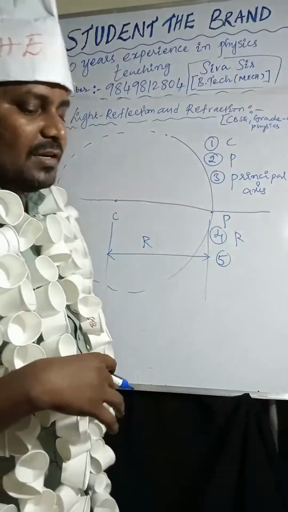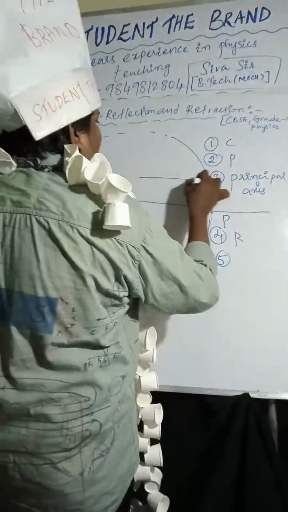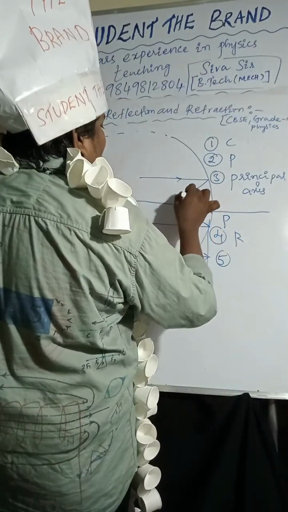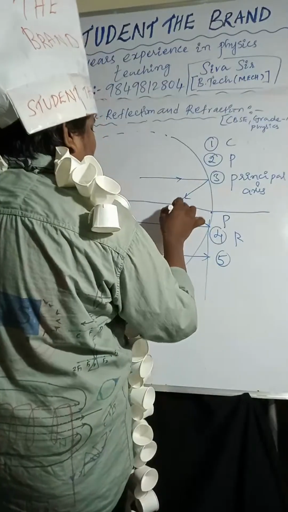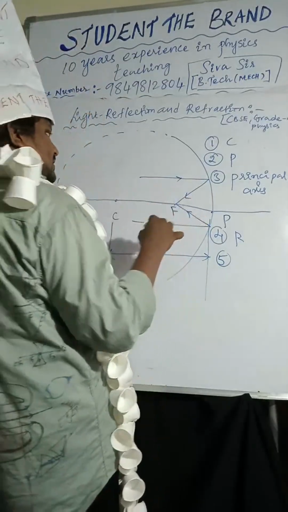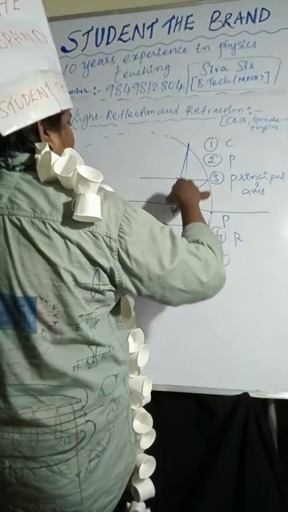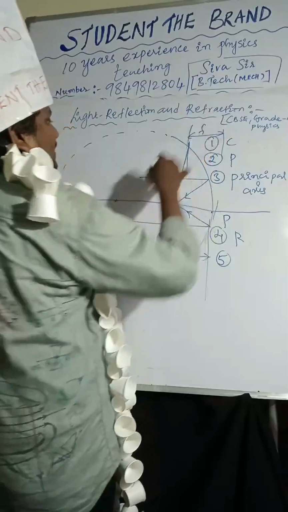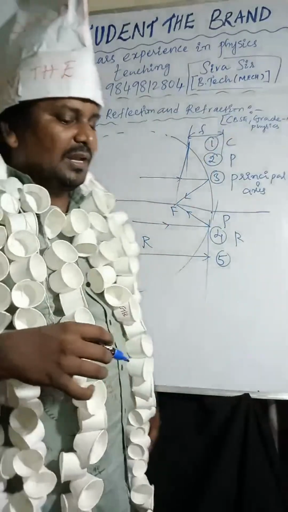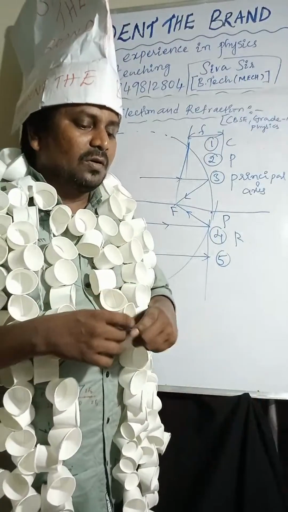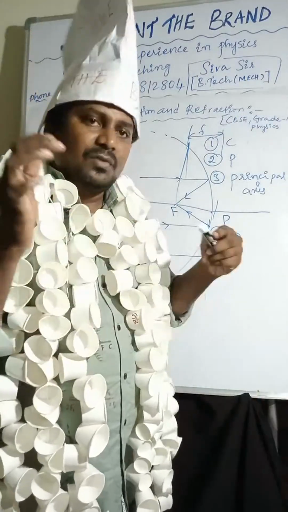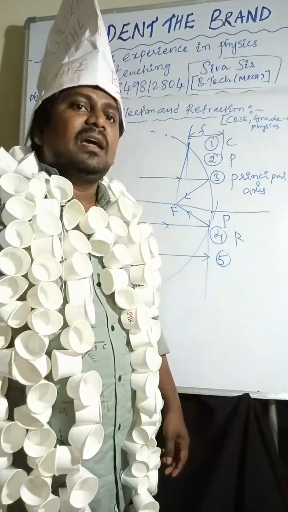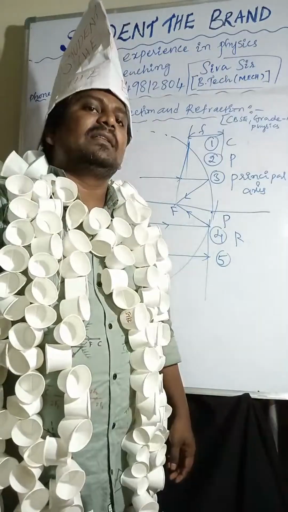After reflection, all light rays will meet at one point on the principal axis, called the focus. The distance between the focus and the pole is called the focal length.